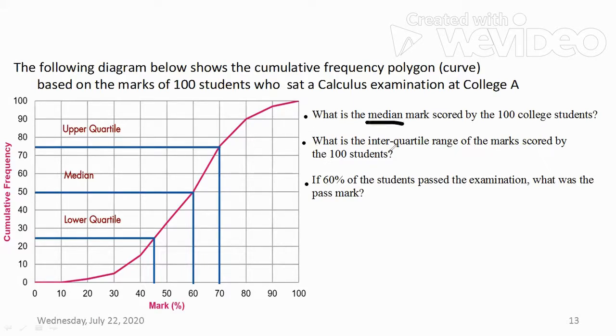What is the median mark scored by the 100 students? Well, median means middle number, not true? How many students do we have? 100. What's half of 100? 50. So what we do, we identify the 50 on the cumulative frequency. We look at this line here, or we take a ruler. Where it touches the curve, we bring it down and read off that value. Turns out that the median is actually 60%.